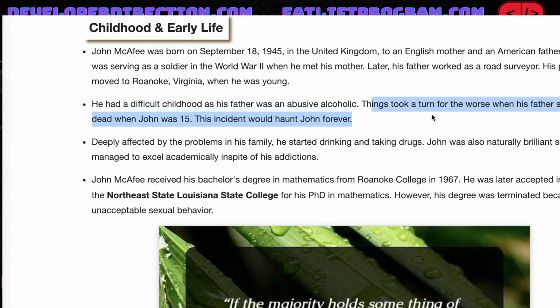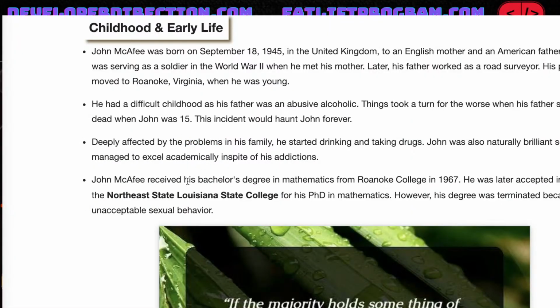Deeply affected by the problems in his family, he started drinking and taking drugs. John was also naturally brilliant. He managed to excel academically in spite of his addictions. I may also know a thing or two about how it is to excel in a collegiate institution while also being a degenerate. So mad props to you, Mr. John. You are indeed a gentleman and a scholar.